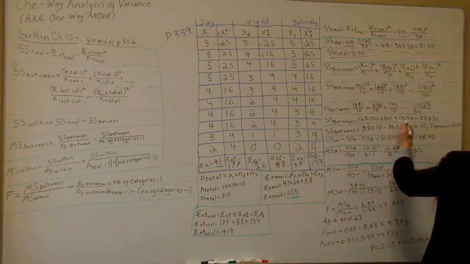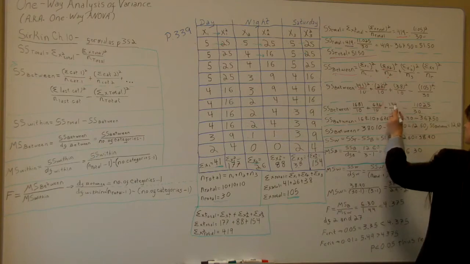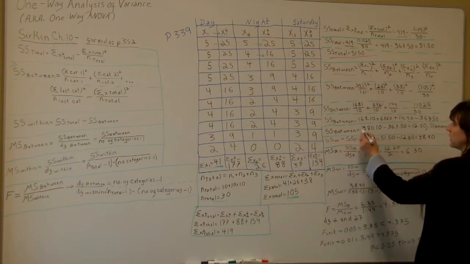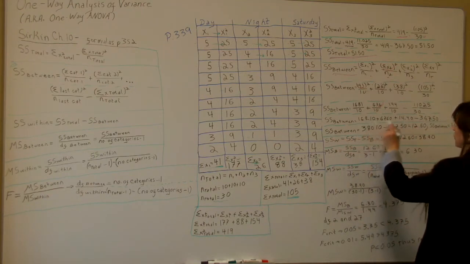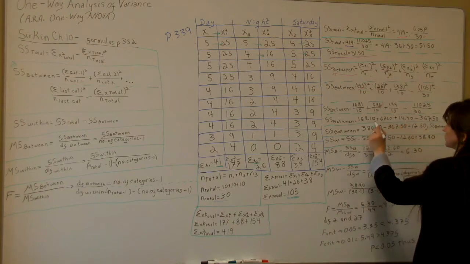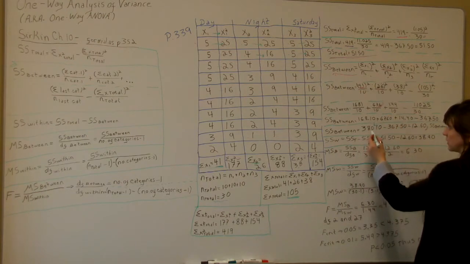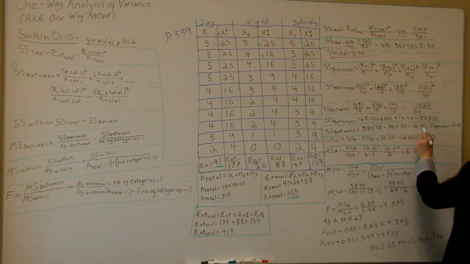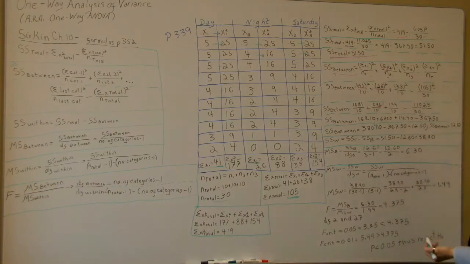And you're adding that to 14.40 because 144 divided by 10 equals 14.40, minus 11025 divided by 30 equals 367.50. So our SS between equals, show all of your work. You can add these three digits together first, just in case you make a mathematical error. 380.10 minus 367.50 equals 12.60. So our sum of squares between equals 12.60.